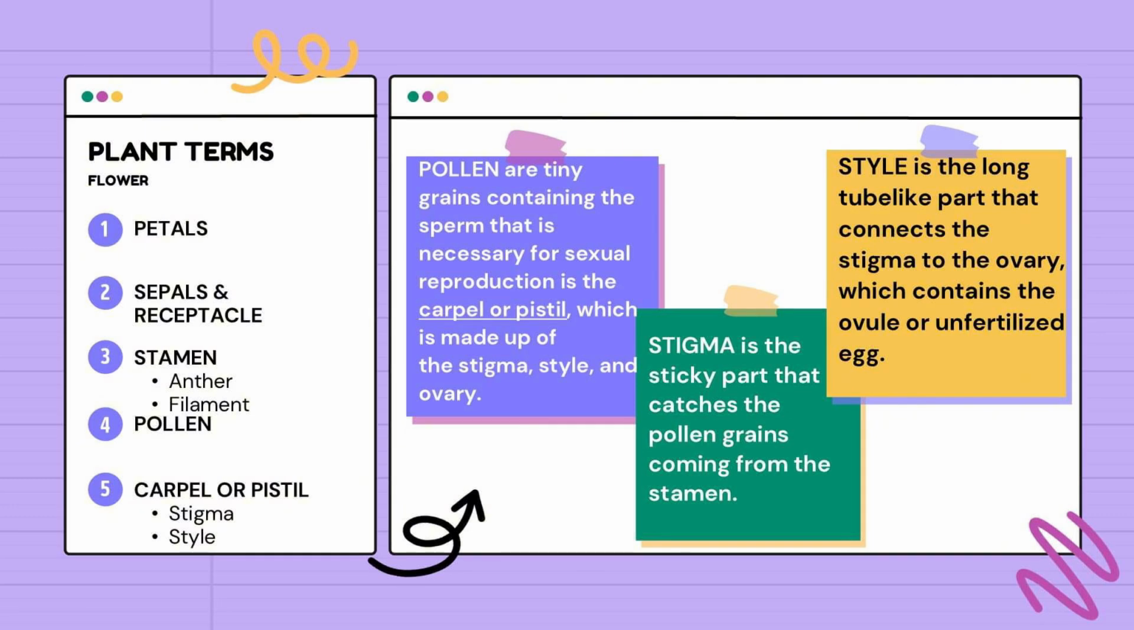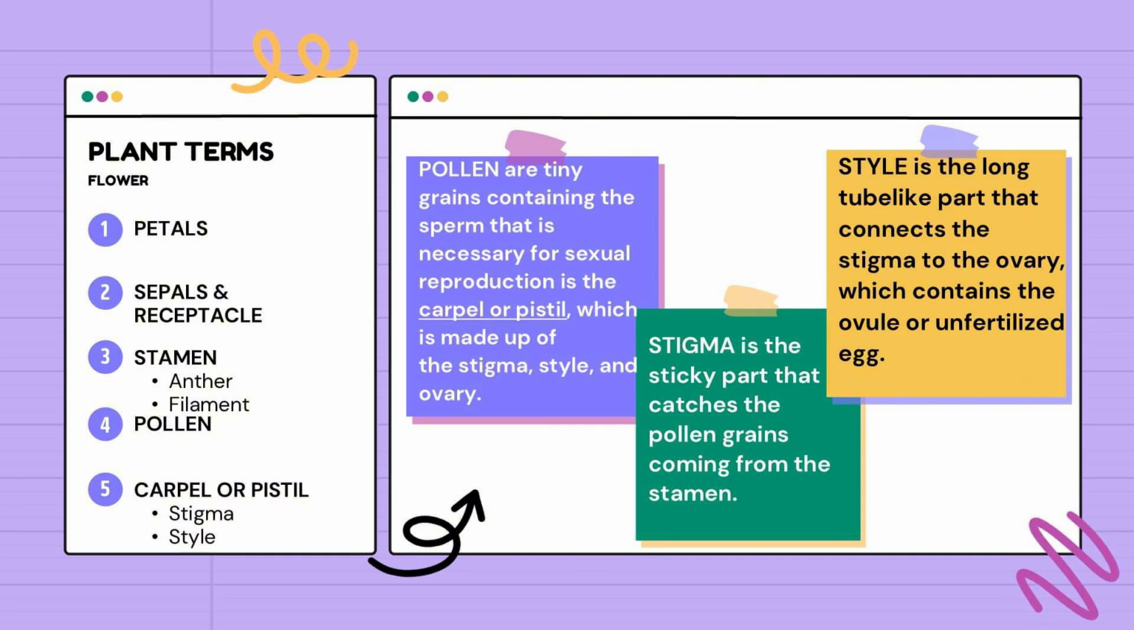So, si pollen o si pollen grain, sabi ko nga, that is the sperm cell of the plant. And that sperm cell will come from stamen. Okay? And that sperm cell or that pollen must come in contact with the pistil. Okay? Kung kanina si stamen ang male reproductive part, this time si pistil, siya naman po yung tinatawag natin na female reproductive part ng isang plant. Okay po?